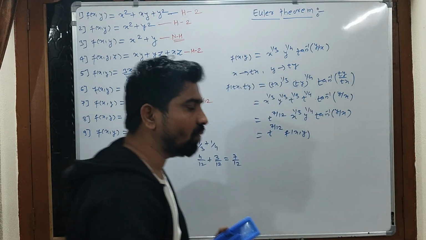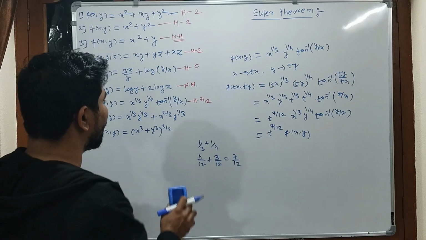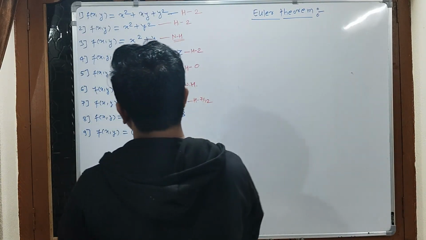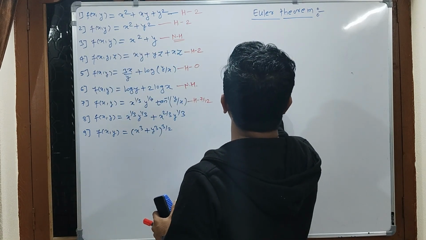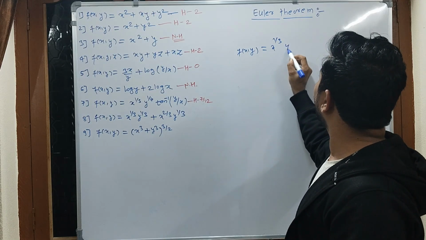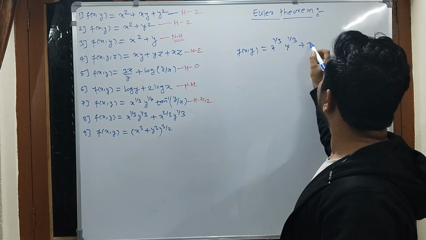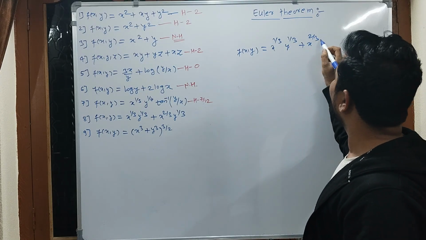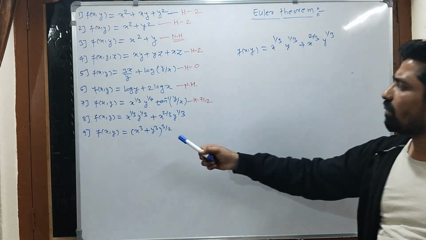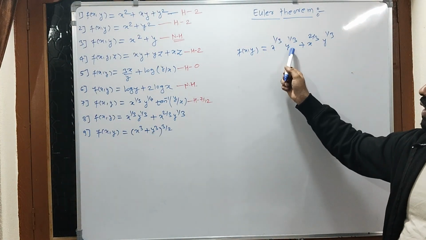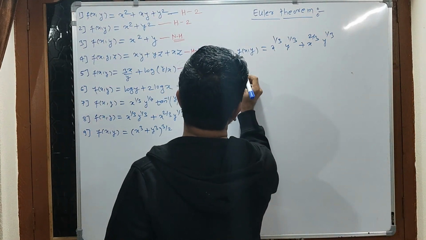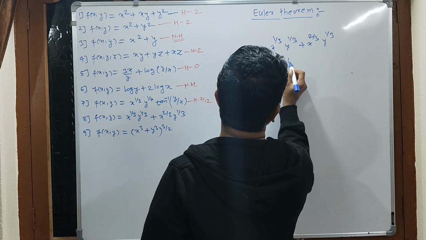Now I want to check example 8. Example 8 is defined as f of x comma y equal to x to the power 1 by 3, y to the power 1 by 3 plus x to the power 2 by 3 and y to the power 1 by 3. Now just replace x by tx and y by ty.